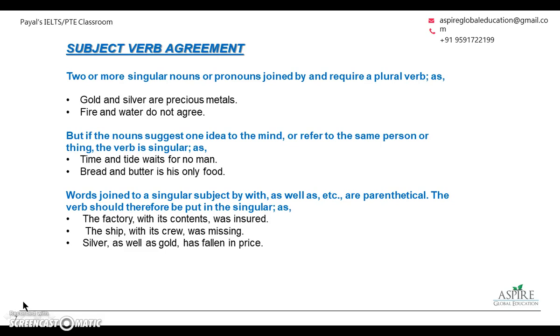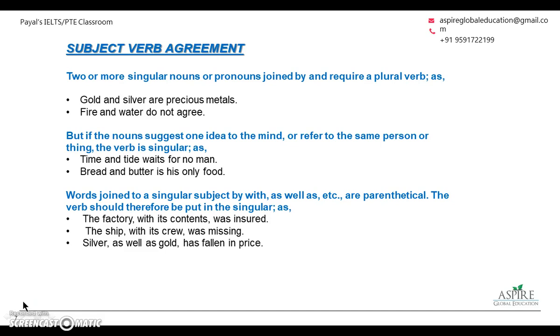Now, there are situations where the nouns suggest one idea and refer to the same person or thing. The verb is singular, like 'time and tide' is taken as one single entity. It is taken as one single concept. 'Waits for no man.' That is why my verb is also singular. Similarly, 'bread and butter' is taken as one concept. It is only food. That is why we use a singular verb.